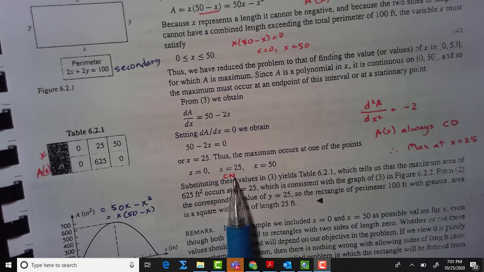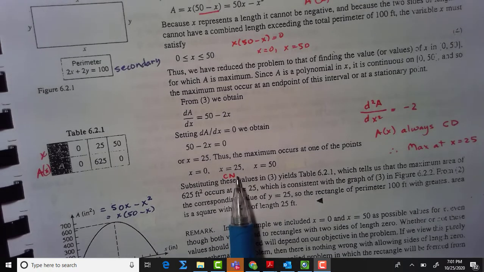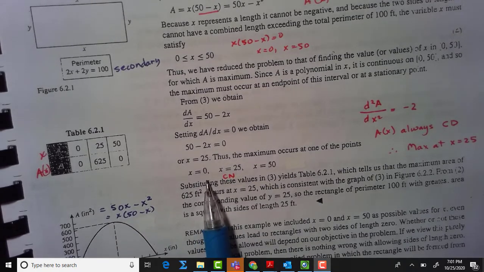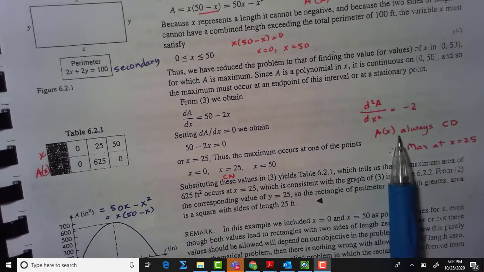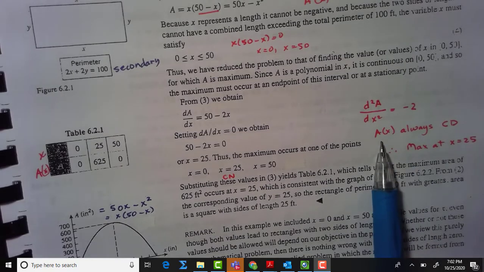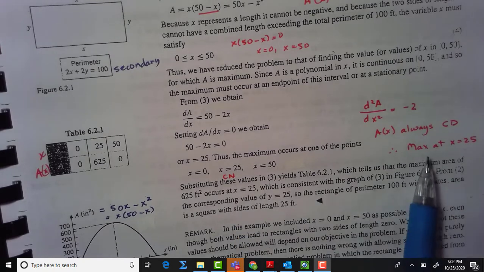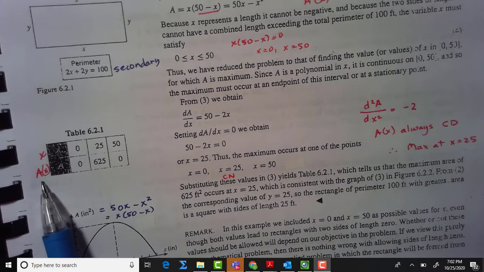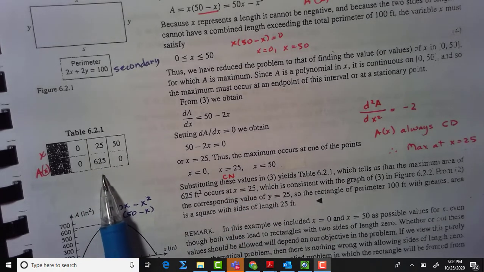But we are checking absolute maximum. So what do we do when we look for maximum? Not only do we check at the critical numbers, but we check at the endpoints. So there's a couple of ways we can do this. One is to take the second derivative, and since my second derivative is negative, my area function is concave down, so we have our maximum at x equals 25. But another way to do it is to substitute these values into your area formula and confirm that at 25 we have our maximum area.